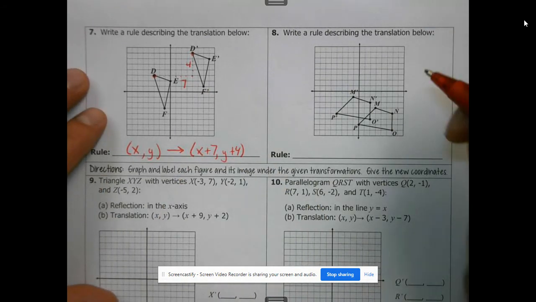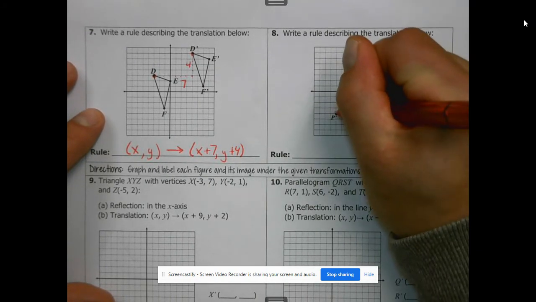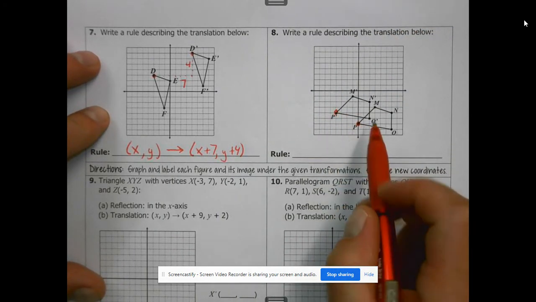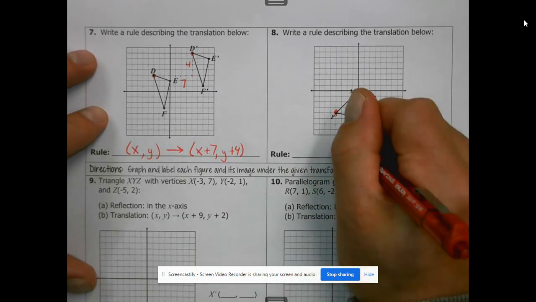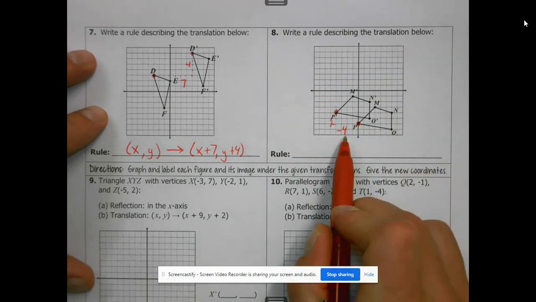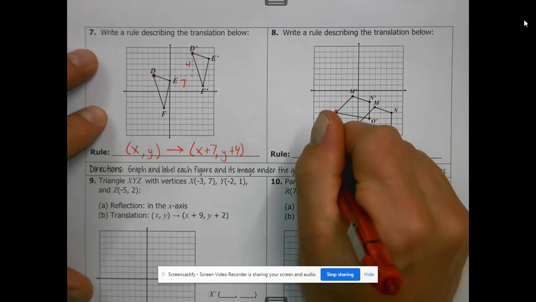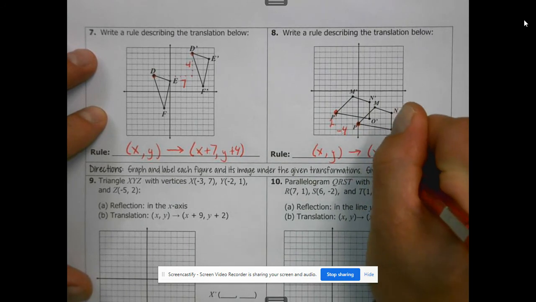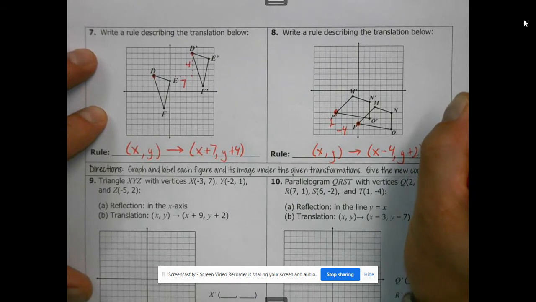For number 8, I will use the point P. So how do I get from P to P prime? In this case, I have to go back, and then I have to go up. How far back do I have to go? I have to go back 1, 2, 3, 4. And I have to go up 1, 2. So subtract 4 from the x's, add 2 to the y's. So the original point (x, y), the translation would be (x minus 4, y plus 2).